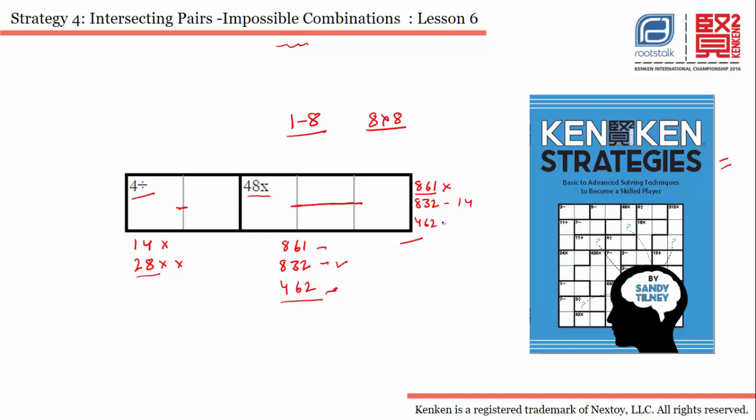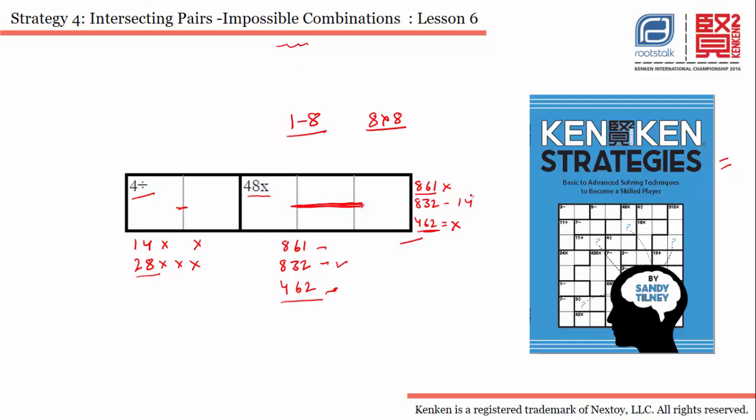Now let's take this option 4 6 2. Then what will happen? I will not be able to use this option because 2 is already there in this cage. If I use 4 6 2, this option is out. Same way, if I use 4 6 2, 4 is already there in this cage. That means I cannot use 1 and 4 as well. That means this is also an impossible combination for this particular cage.